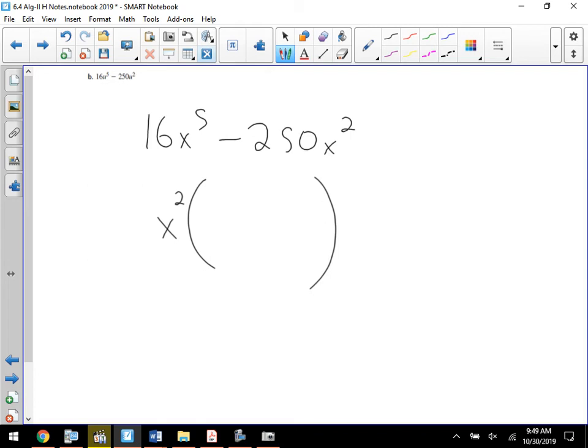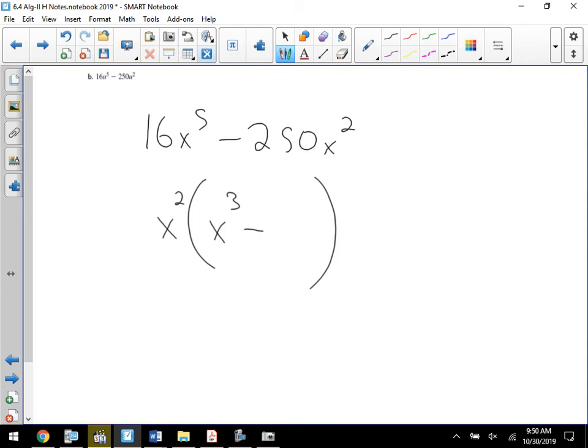Now I have to figure out what I'm going to do with the numbers. Well, if you know that you have an x cubed in here and it's going to be a difference, it's probably forcing you to get to a perfect cube. So in your head, you start thinking, 16, what's a perfect cube that goes into 16? 16 is divisible by 8, isn't it? Yeah. 8's a perfect cube, right?